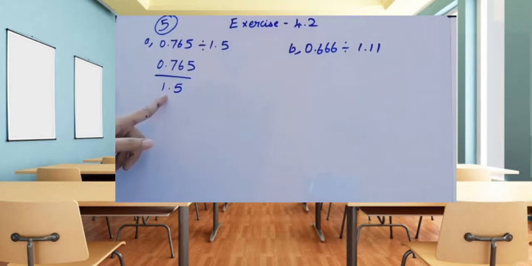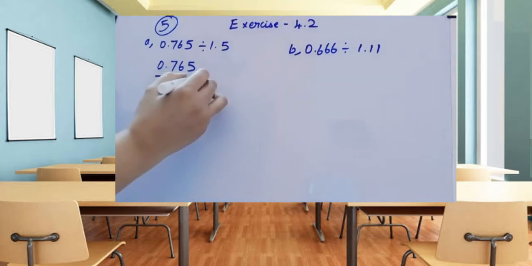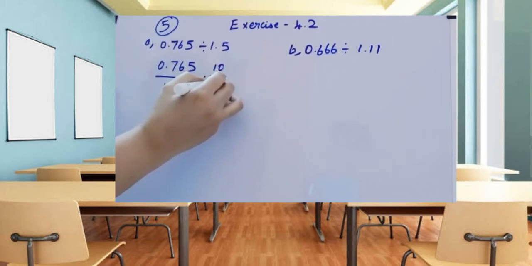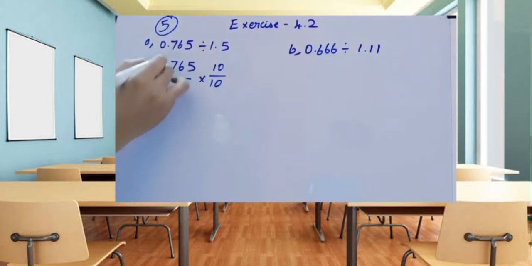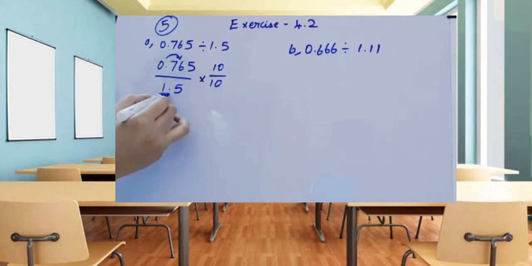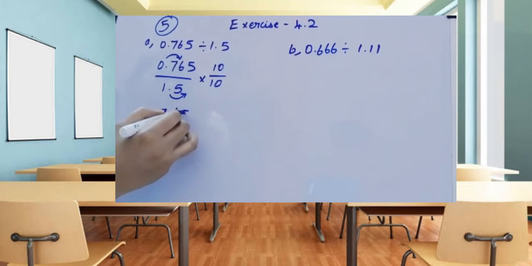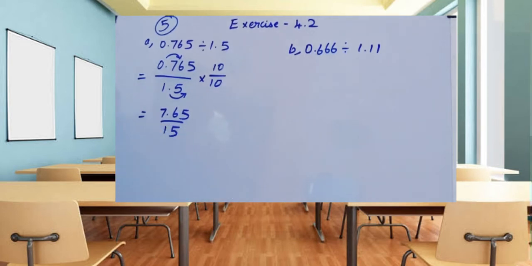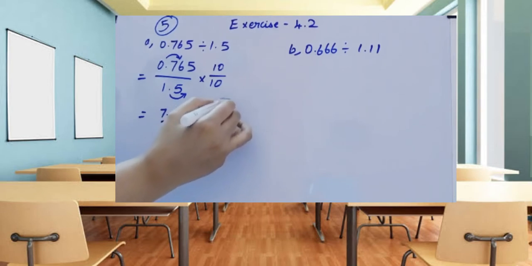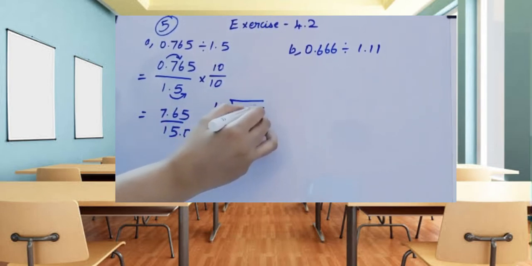Here we have one digit after the decimal, so we first multiply by 10 over 10. When we multiply by 10, the decimal moves one step, so 7.65 divided by 15. Now the decimal has been removed, so 15.0 is nothing but 15. Now we need to divide 7.65 by 15.